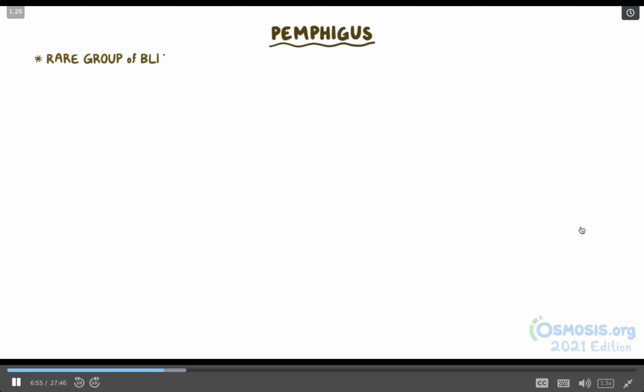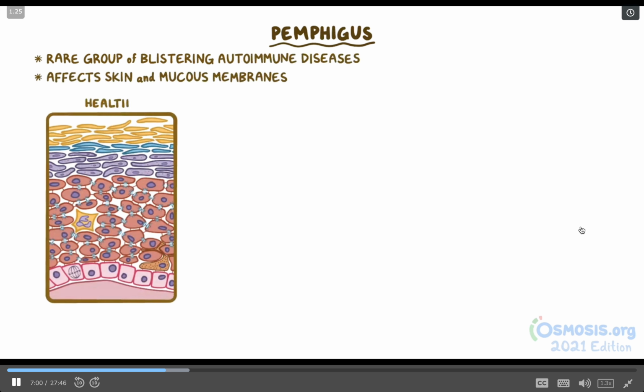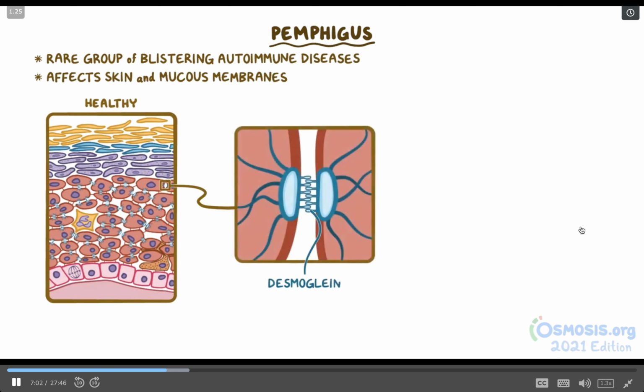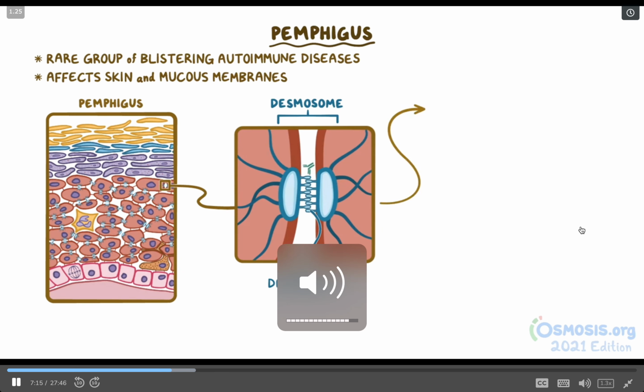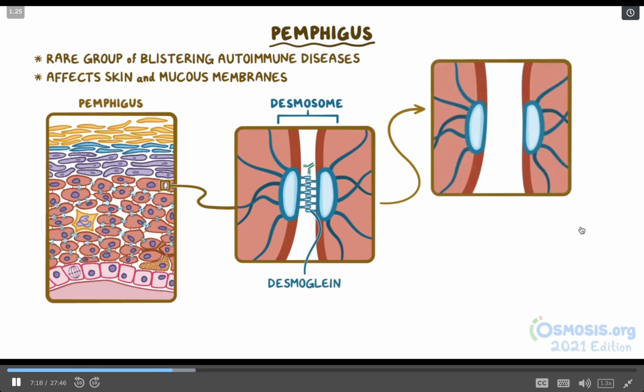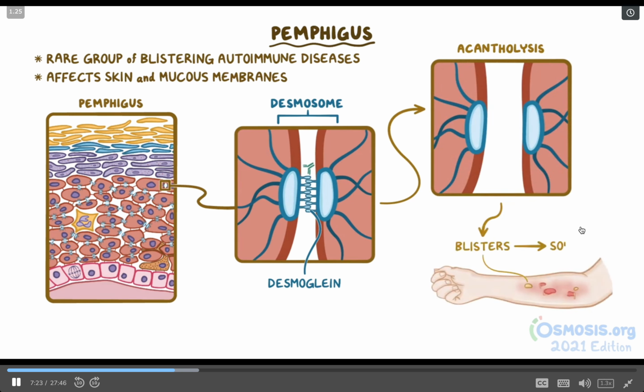Pemphigus is a rare group of blistering autoimmune diseases that affect the skin and mucous membranes. Now, in healthy individuals, a protein called desmoglein attaches adjacent epidermal cells via attachment points called desmosomes. In pemphigus, autoantibodies form against desmoglein, so the epidermal cells become separated from each other, a phenomenon called acantholysis. This causes blisters that slough off and turn into sores.